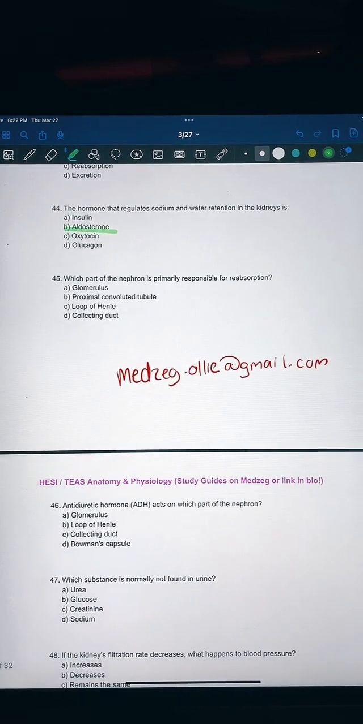Number 45. Which part of the nephron is primarily responsible for reabsorption?